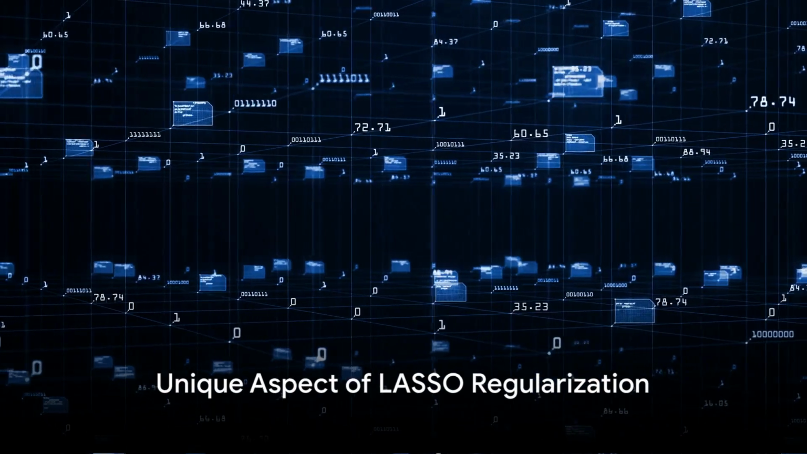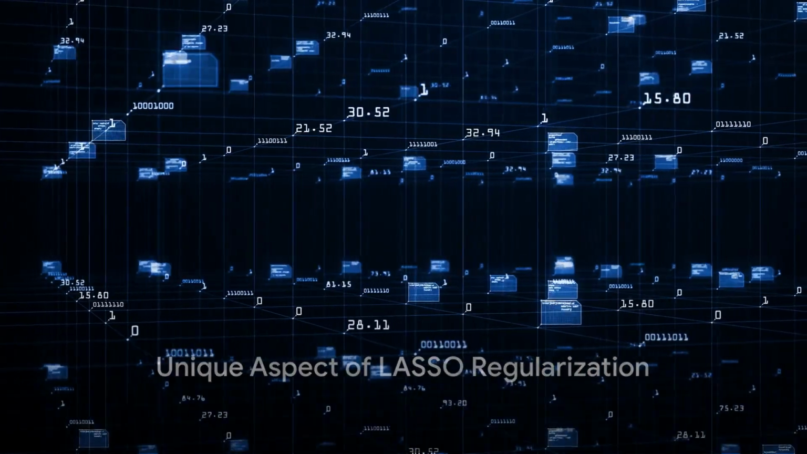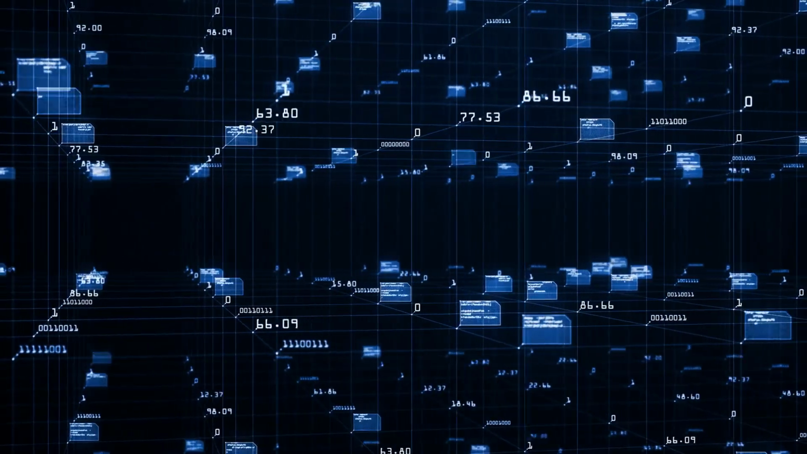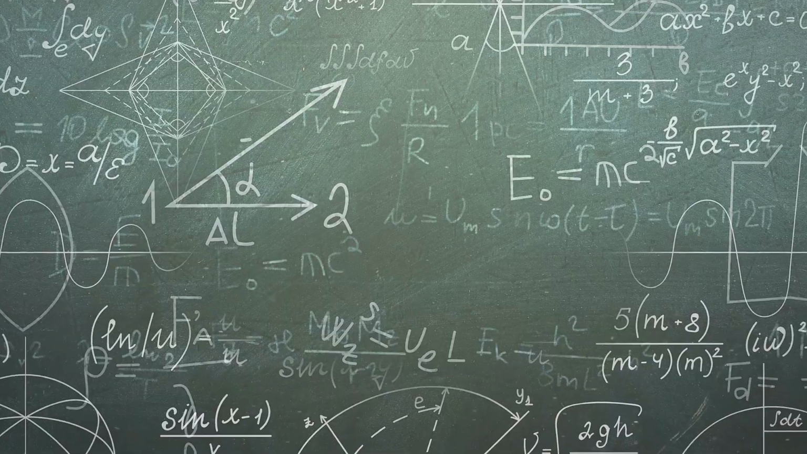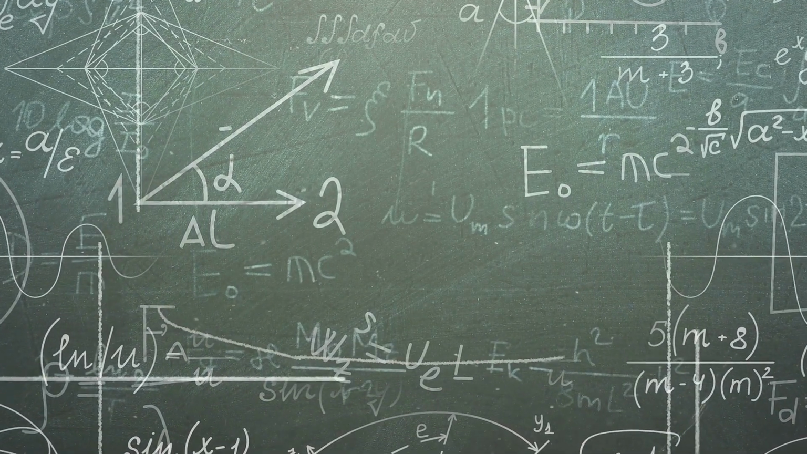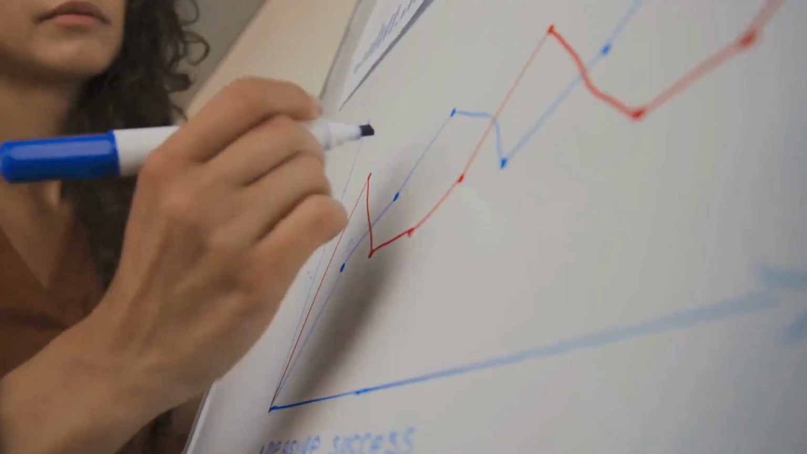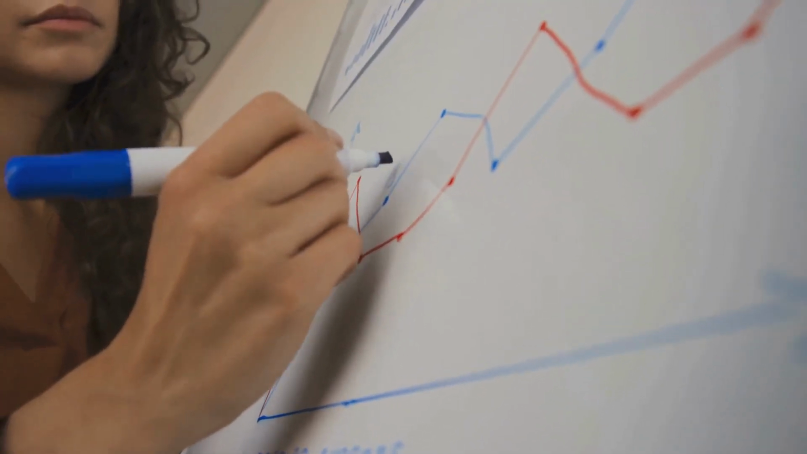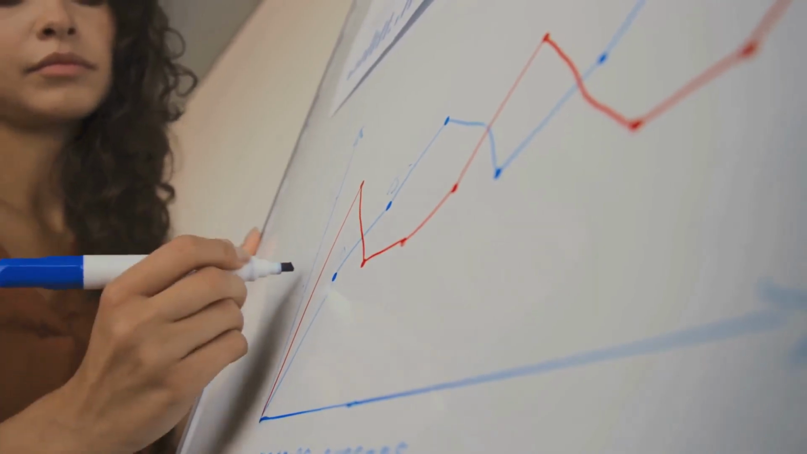What sets Lasso apart is its ability to perform feature selection, something not all regularization methods can do. By favoring smaller coefficients, it ensures that only the most important features remain in the model. This makes the model simpler, more interpretable, and less prone to overfitting.